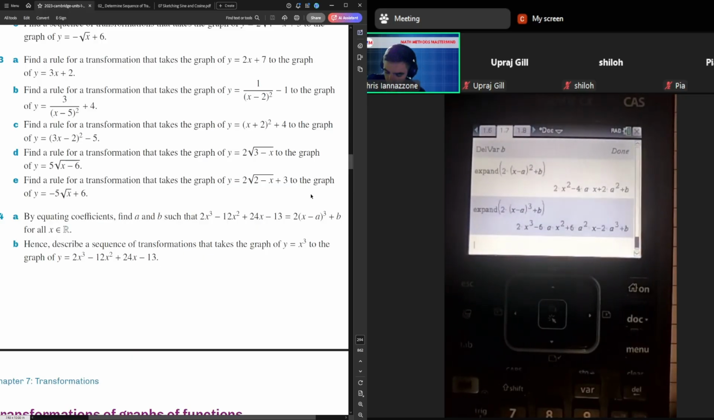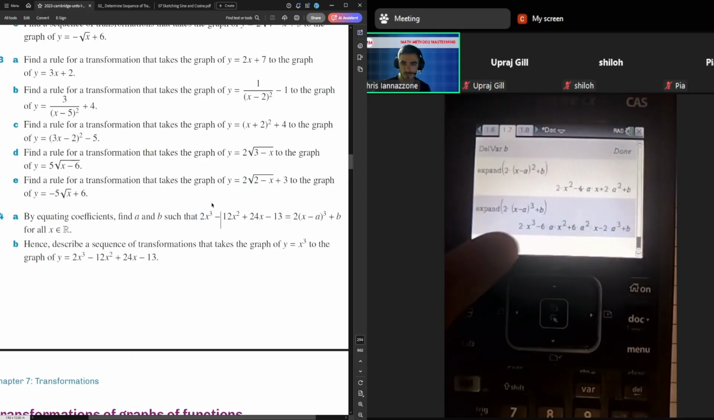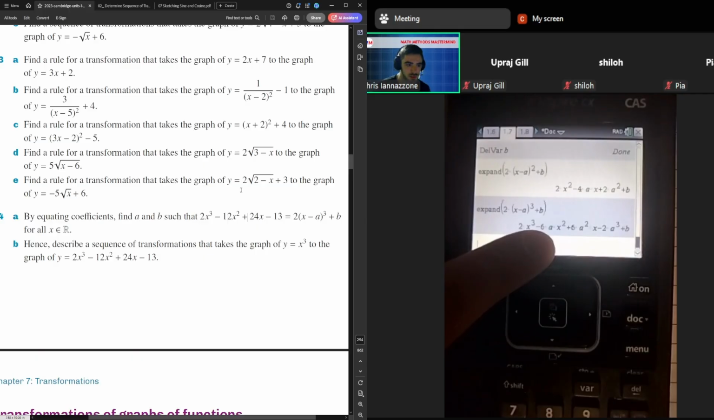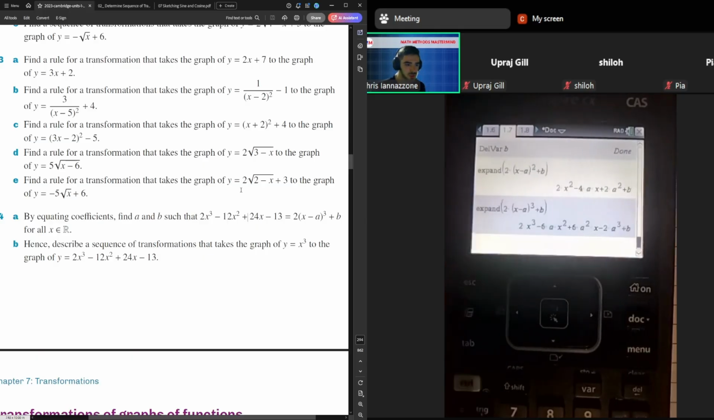That's a bit better. Now that we have it in this form, we can directly compare that to what we have in the actual book. You can see there was a 2x cubed in the book version, there's a 2x cubed in our version. Nothing to compare. There's a minus 12x squared here, there's a minus 6a x squared here. So in that case, a would have to be 2 for those two to be equal to each other. And you would just go down the list until you solve your a's and b's.